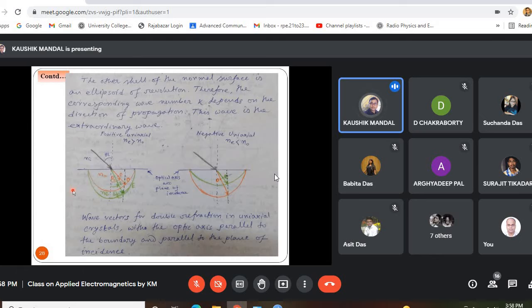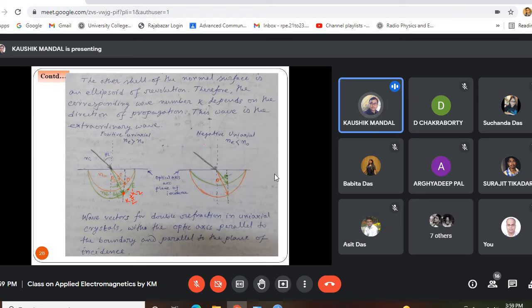Because for this particular point, the k value is something, say k2. But if you consider the refracted wave at this particular point, this k2 dash, these are k2 and k2 dash, they are not equal for the ellipsoidal shell. So this wave will not follow Snell's law.